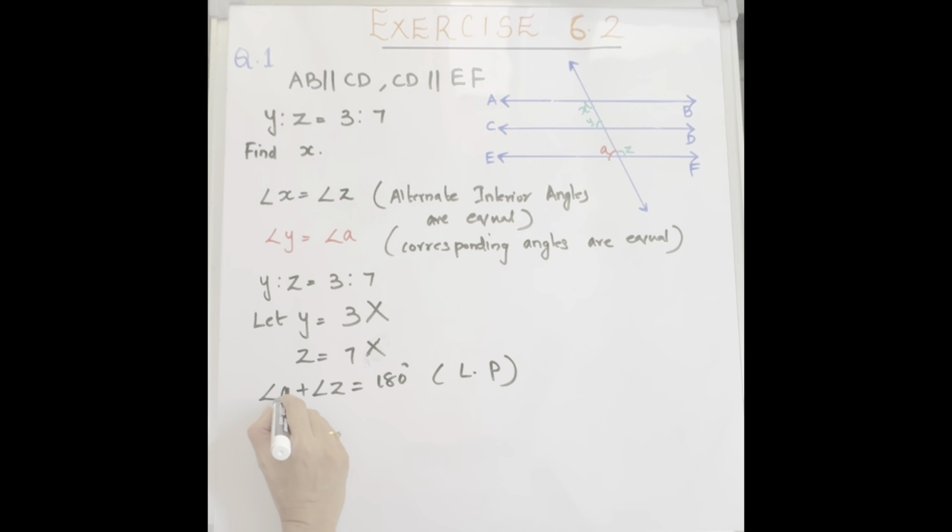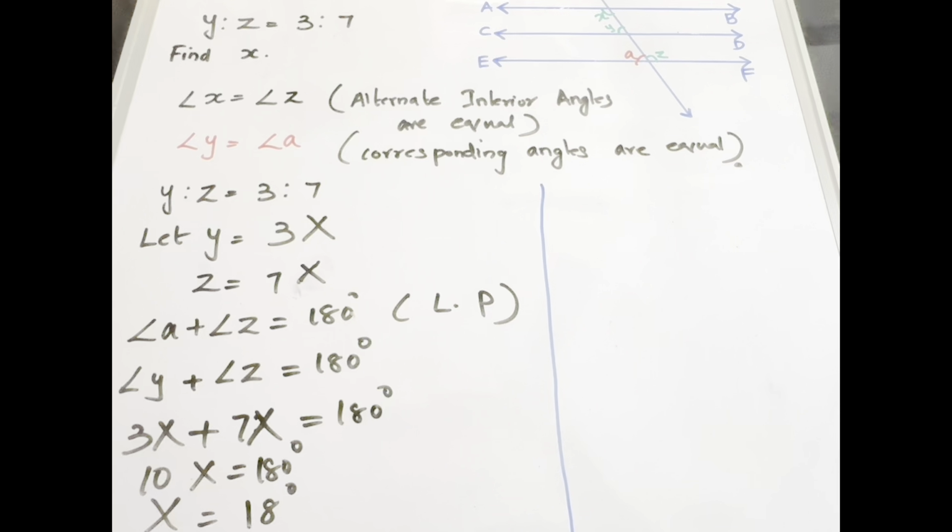Instead of angle A, we can write angle Y, plus angle Z itself, is 180 degrees. Why did we write it like this? Because we have a ratio Y and Z here. So instead of angle Y, we can write 3x, plus angle Z is equal to 7x, which gives you 180 degrees, or 10x is equal to 180 degrees, x is equal to 18 degrees. So we have x is equal to 18 degrees.